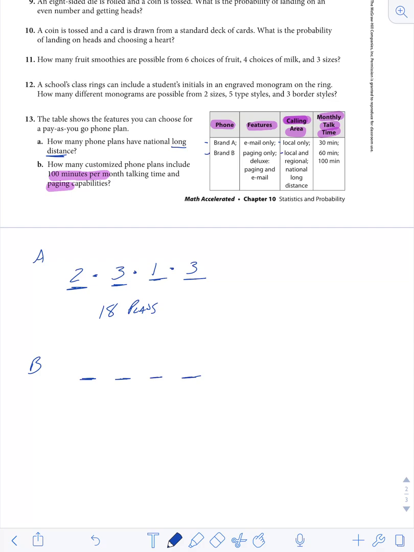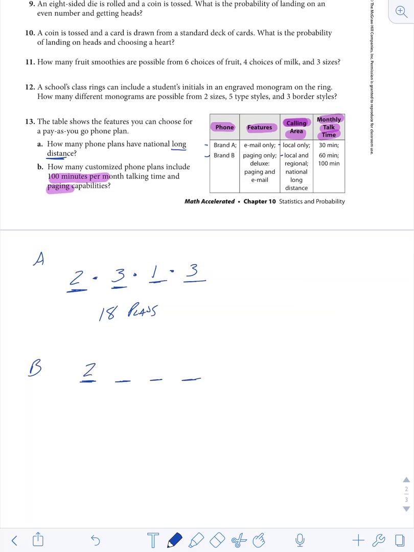So I start again with phone, 2 brands. It's not telling me it cares if it's brand A or B. Doesn't matter. I'm just looking for 100 minutes and paging capabilities. So again, I'm going to plug in a 2.